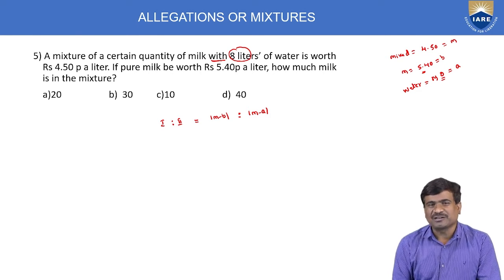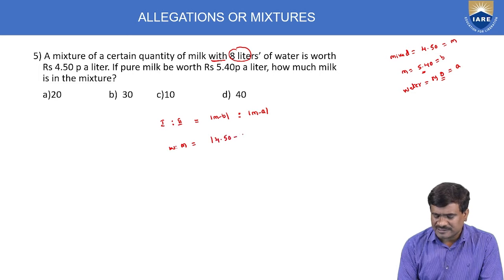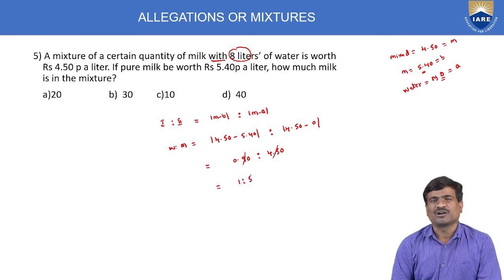Mixed price is 4.50. Then water is to milk is equal to 4.50 minus 5.40 is to 4.50 minus 0, which is equal to 0.90 is to 4.50. 9 into 1, 9 into 5. Therefore, water is to milk is 1 is to 5.